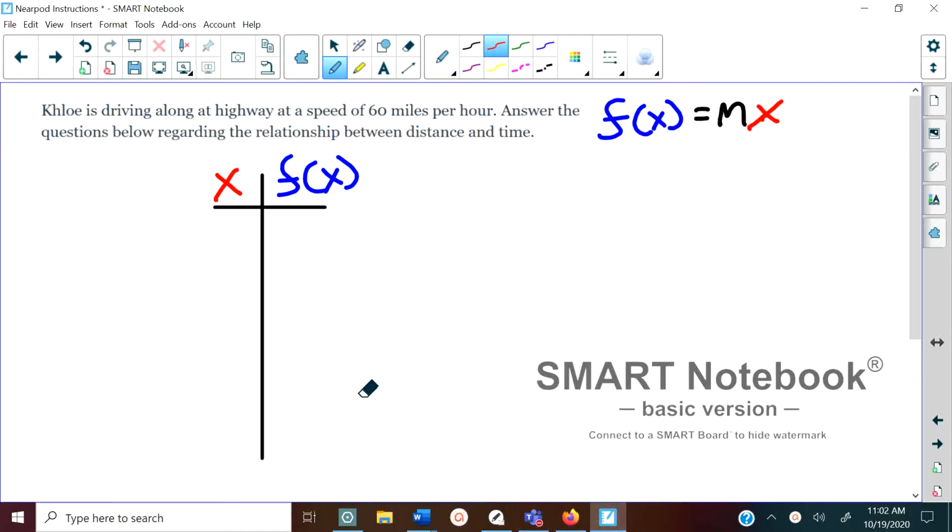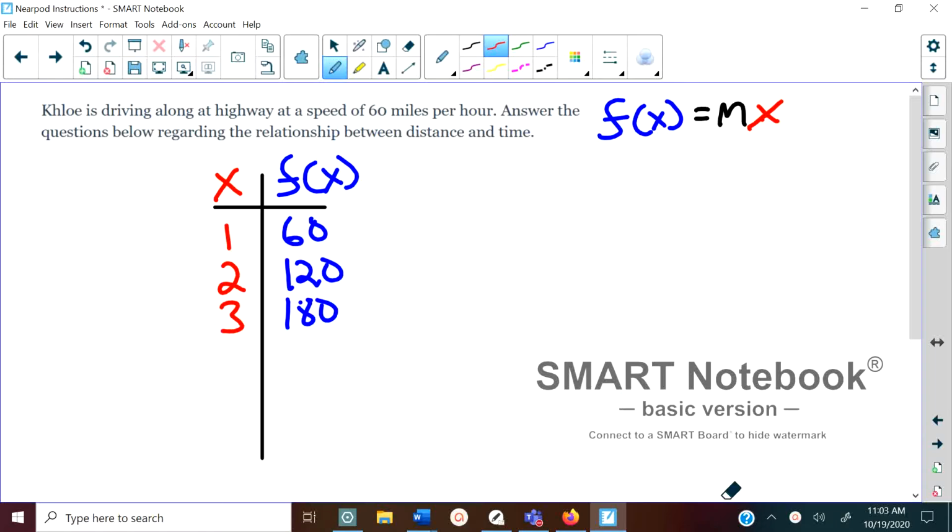So here I've got a little table set up. It says Chloe is driving along the highway at a speed of 60 miles per hour. Let's say she drives 1 hour, and how many miles is that? 60. Let's say she drives 2 hours. How many miles is that? 120. 3 hours? 180. So we can figure out how many miles she drove if we know how many hours she's driving. The miles driven is dependent upon the hours driven. So we know that the independent is the x and the dependent is the f of x or the y.